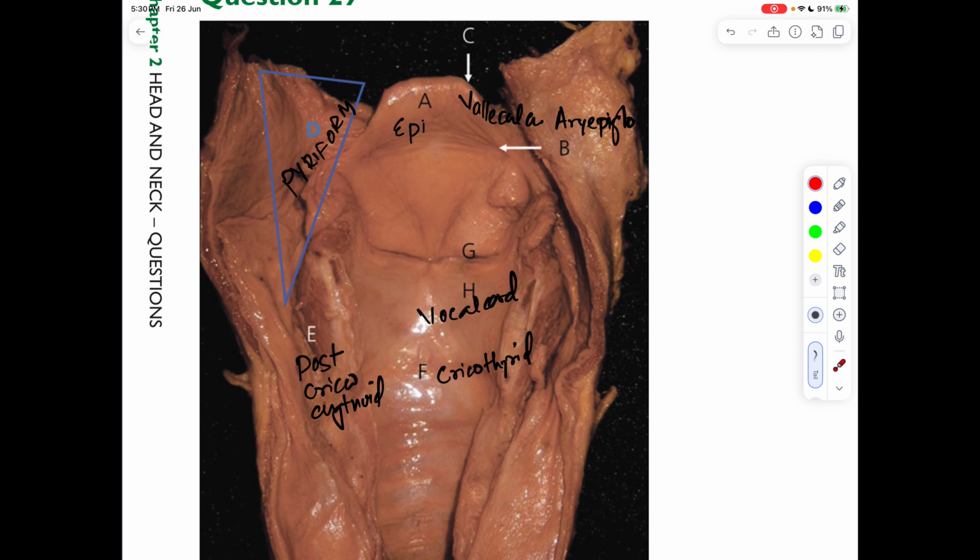G is the vestibular cord, they have minimal role in phonation. H is the vocal cords. So these are the vocal cords. This is important. It has to be open while you put the tube.